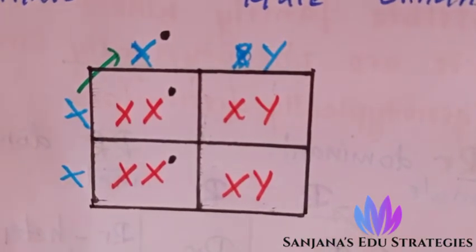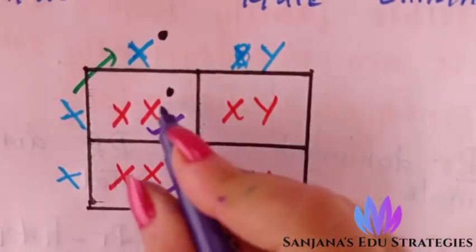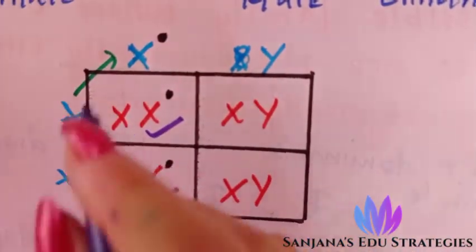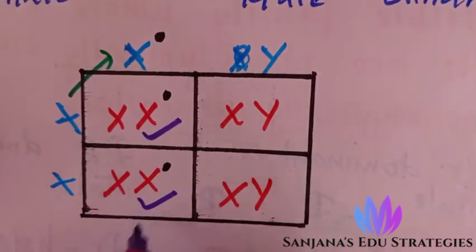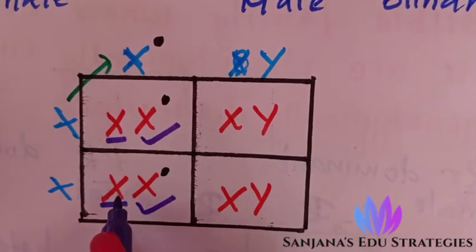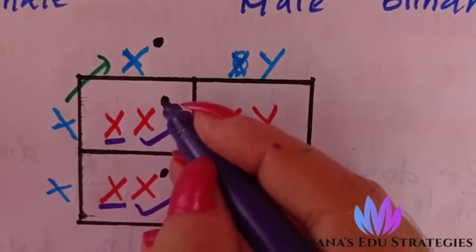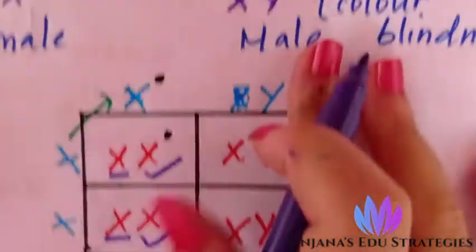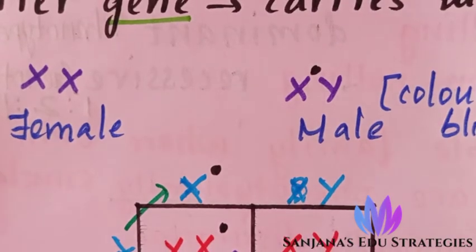Now from this, what can you understand? Two daughters are formed, XX meaning daughters. The two daughters will not be affected. Why? The dominant character is the normal, unaffected gene. But they will be carriers of this disease.